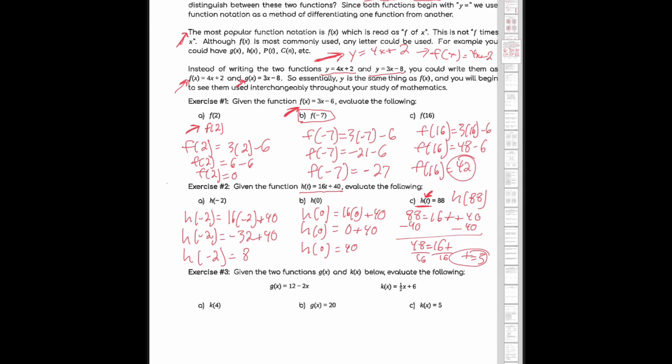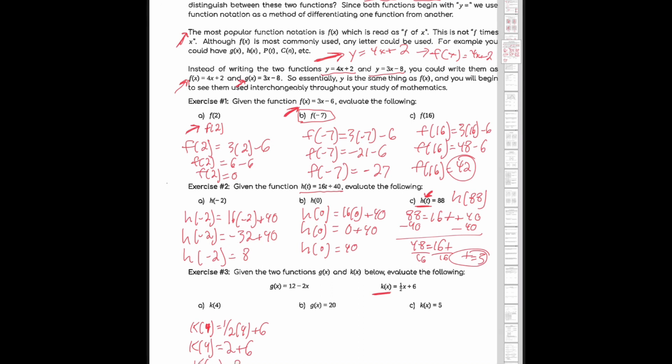On exercise 3, we're given the two functions g of x and k of x, and it says evaluate the following. If we're given a, we want to find the value of k of 4, so we would plug into the equation that involves k. So k of 4 is equal to 1/2 times 4 plus 6. K of 4 equals 2 plus 6, and then we know that k of 4 is equal to 8.